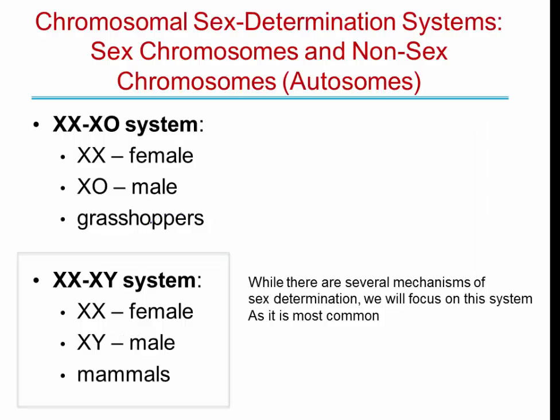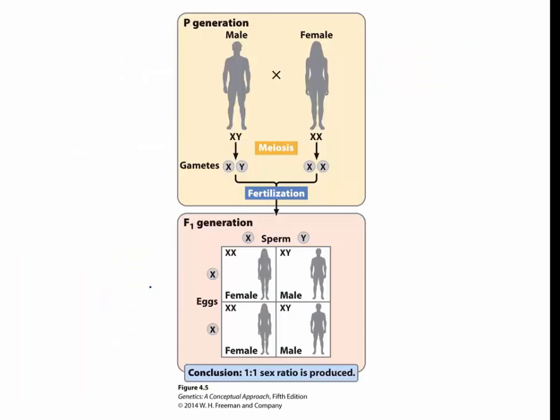And again, there are other systems. There's the ZW system in birds, and there's the XX and XO system in grasshoppers. But we're going to be looking at the XX/XY system, and that gets complicated enough. We don't need to throw in additional sex determination mechanisms at this point.